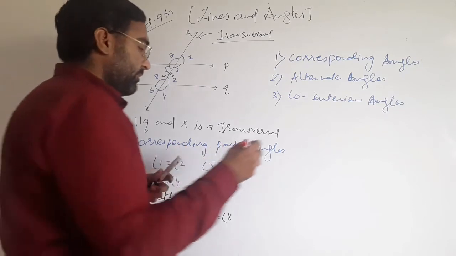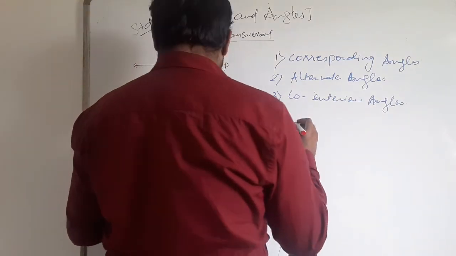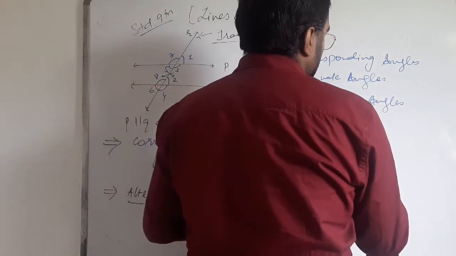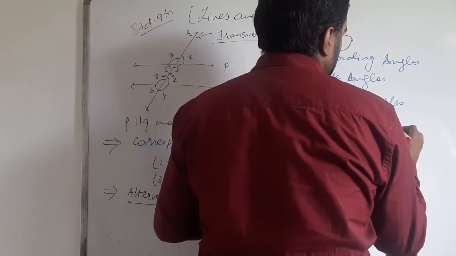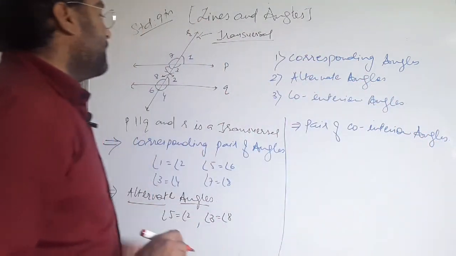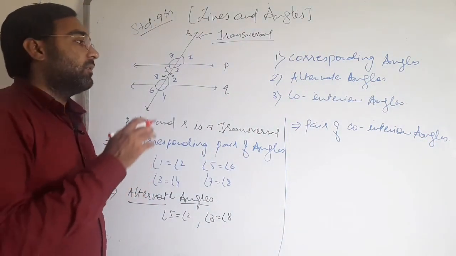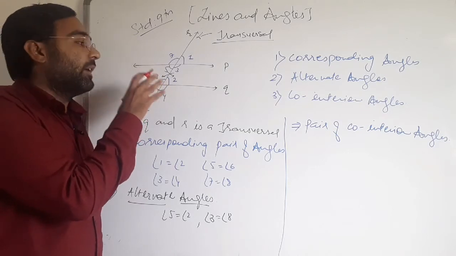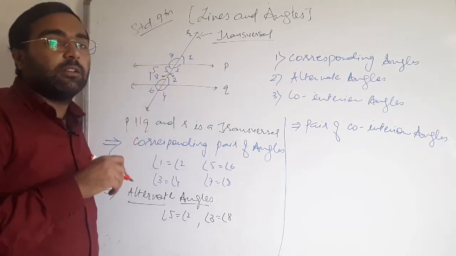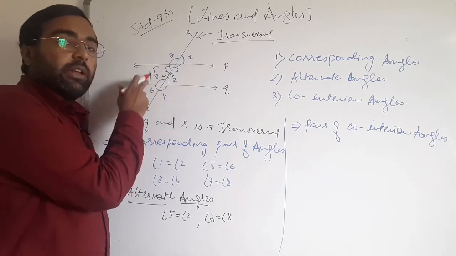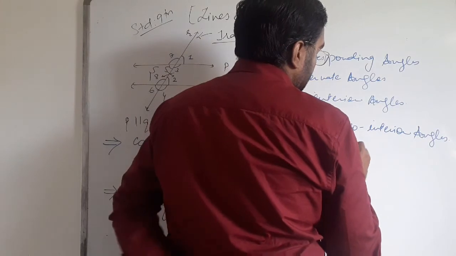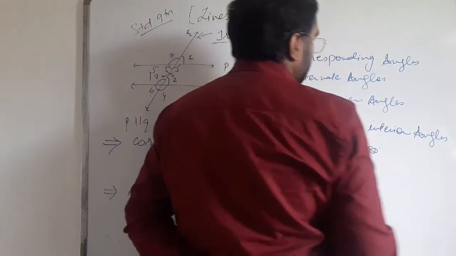And the third one is co-interior angles, a pair of co-interior angles. In this portion we are also taking the interior part, but not in the cross section, rather on the same side. On the same side, 5 and 8. The sum of angle 5 and angle 8 makes 180 degrees.